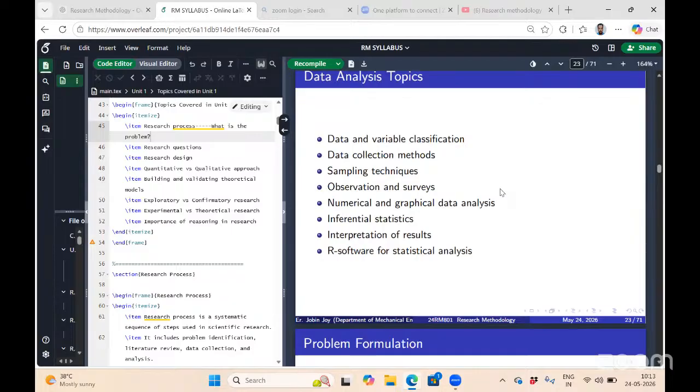But the disadvantage is that this is more time consuming than random sampling, and it is a complex process because you have to divide the entire population into different layers, different strata. So this is time consuming and also a more complex process compared with the previous random sampling process.